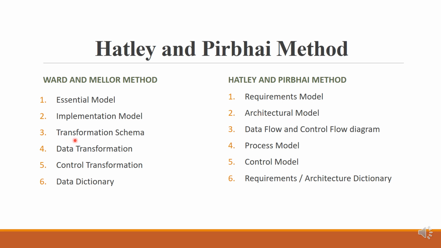We draw various transformation schemas in order to represent data and control transformations, like level 1 and level 2 transformations. Here the same thing is represented in terms of flow diagrams and process and control models. Everything was stored in a data dictionary in the case of the Ward method, whereas here, for the requirements model there will be a requirements dictionary, and for the architecture model there will be an architecture dictionary in the case of the Hatley method. These are the basic differences between the Ward and Hatley methods.